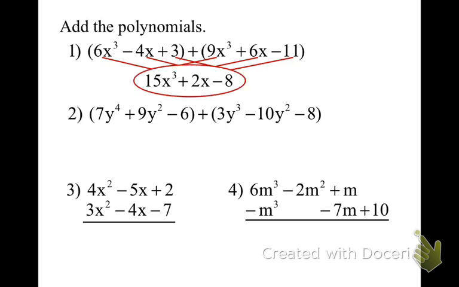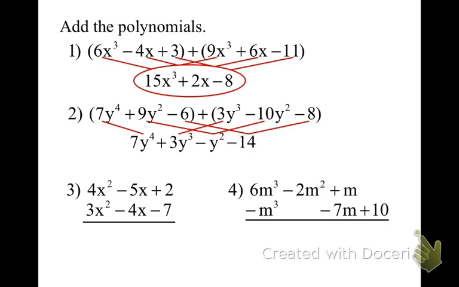7y to the fourth and 3y to the third. Nope, 7y to the fourth doesn't have anything it goes with. 3y to the third doesn't have anything it goes with. 9y squared minus 10y is negative y squared. And then I've got negative 6, negative 8, which makes negative 14.